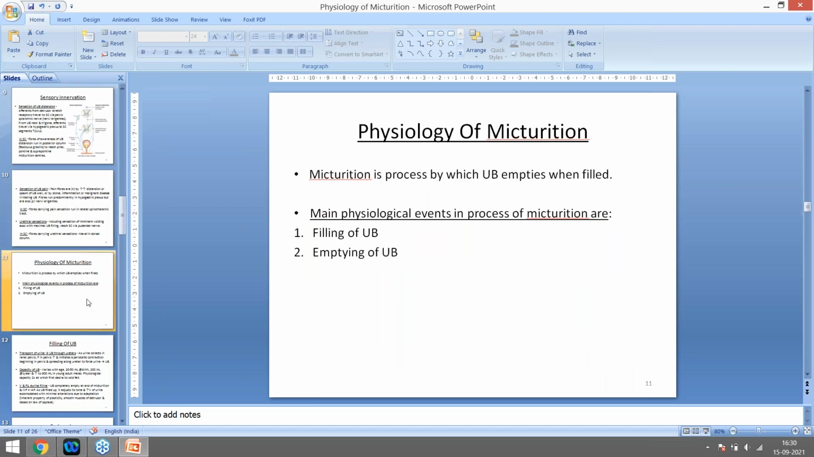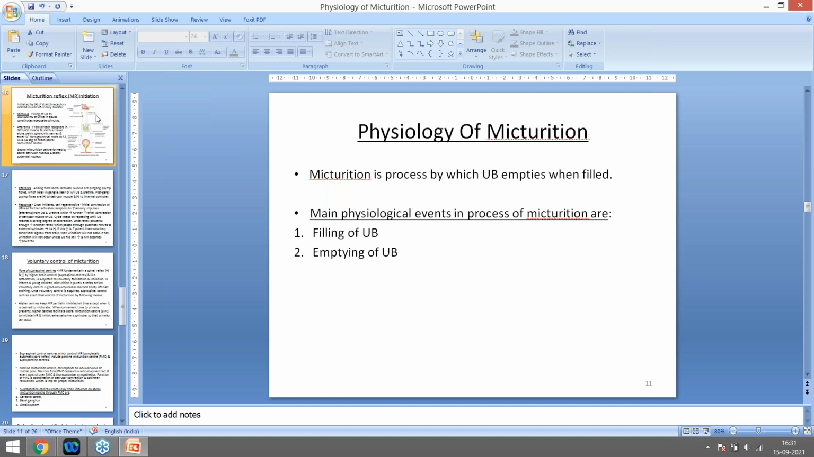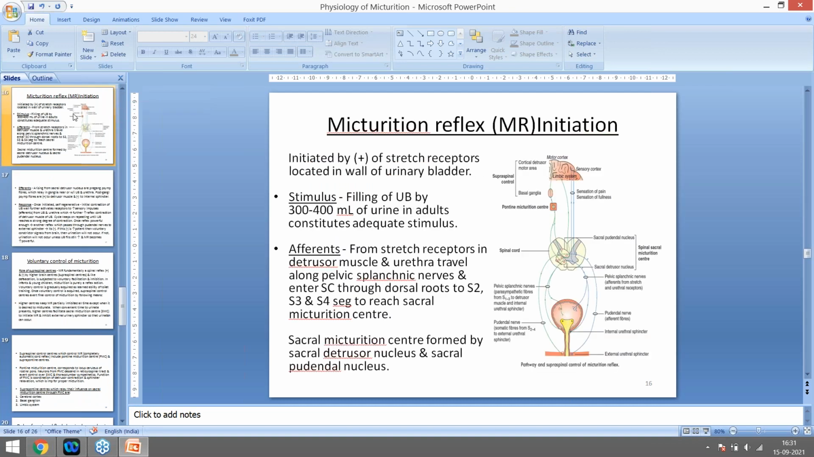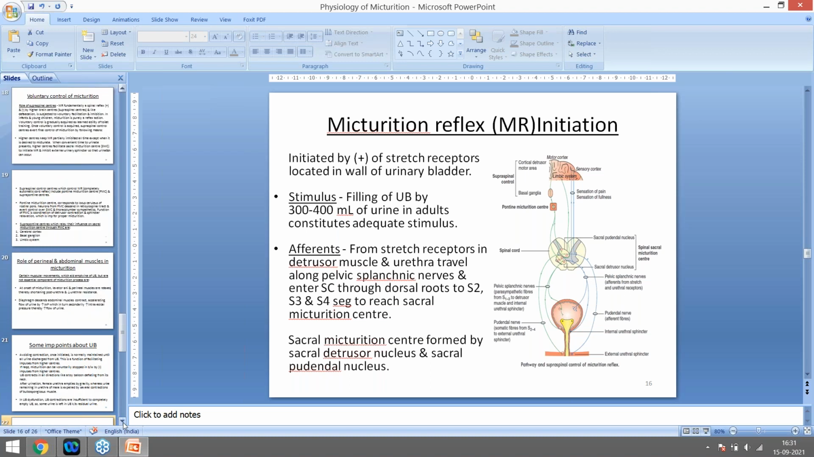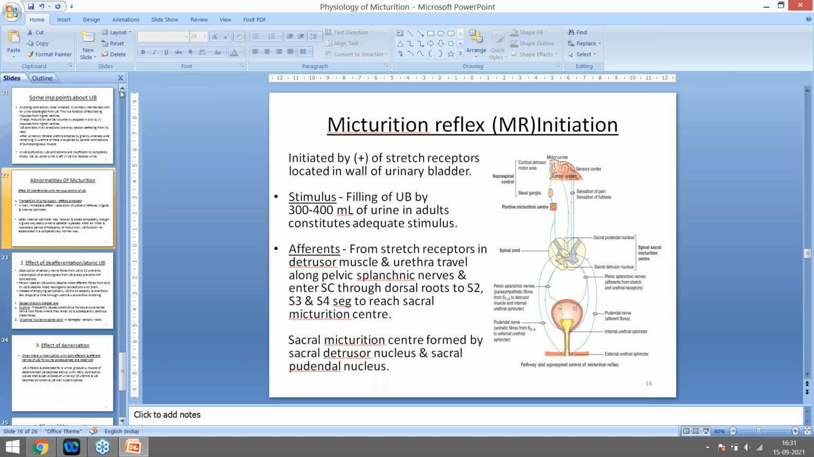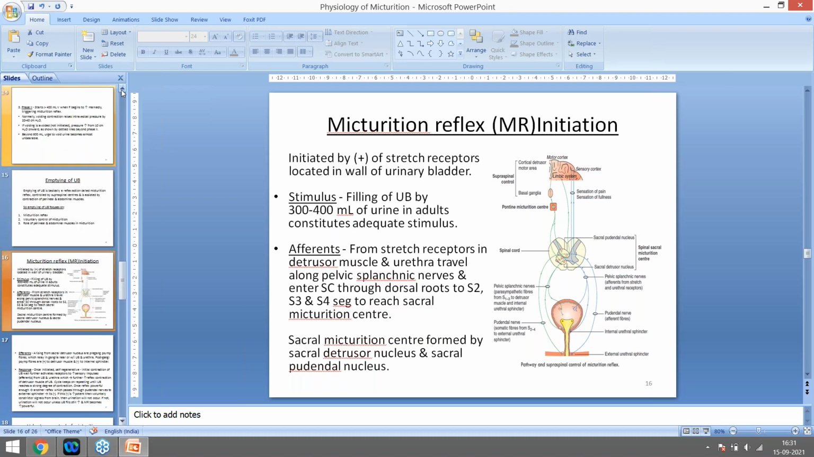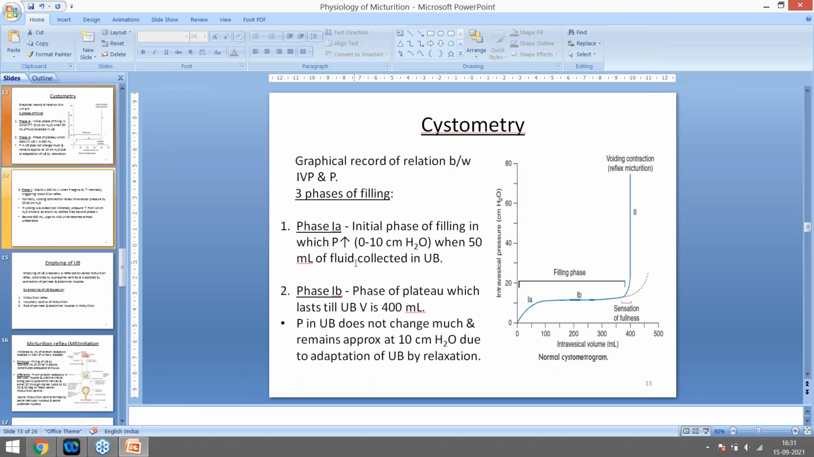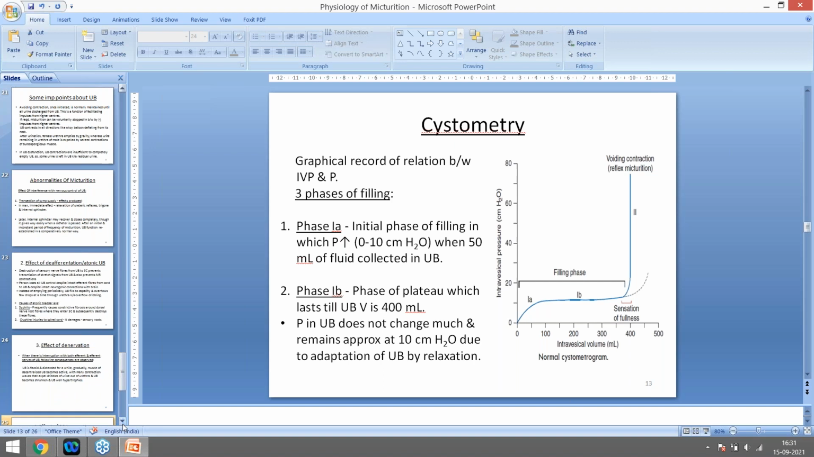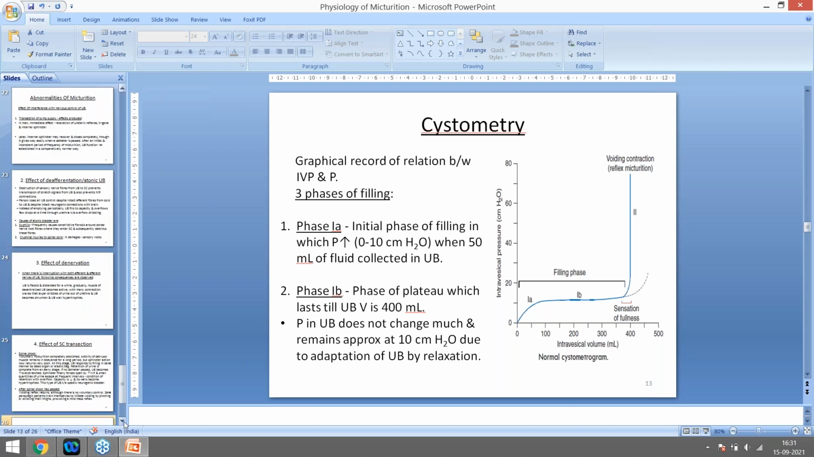Then the physiology of micturition is very important. The micturition reflex itself is quite important. Okay. And the cystometrogram, a very important question, along with the diagram, cystometry, basically the phases. And I would say even these abnormalities: what is deafferentation, what is the denervation effect, and what happens in case of a spinal cord transection.